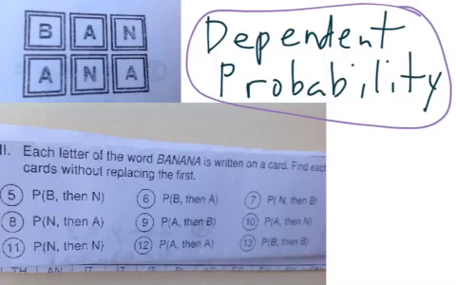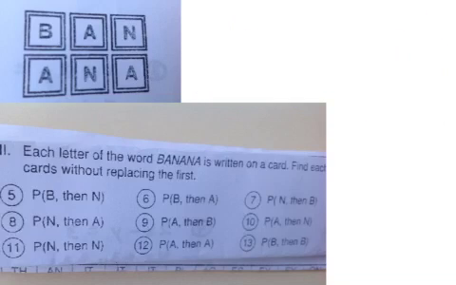Okay? So dependent probability. As we can see here, this is actually off of our worksheet as promised. We have 6 cards, and they spell the word banana, right? Each card has a letter: B-A-N-A-N-A, banana. Okay? So let's just go through each probability, and hopefully you'll learn by us doing the math together. Knowing that there's 6 cards, let's start with number 5.